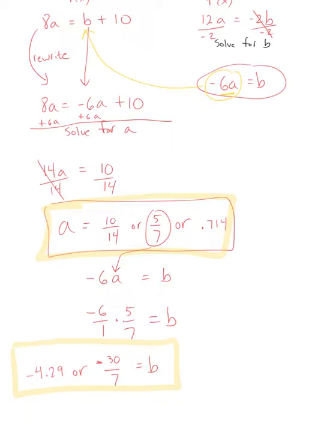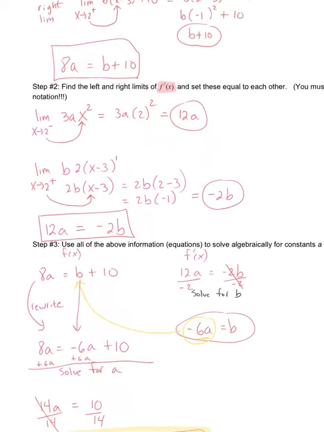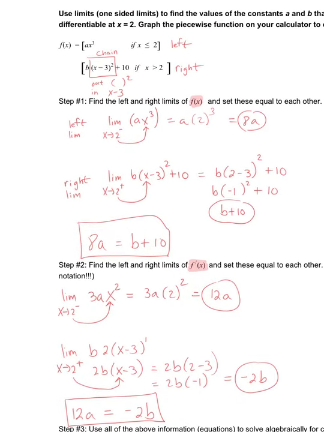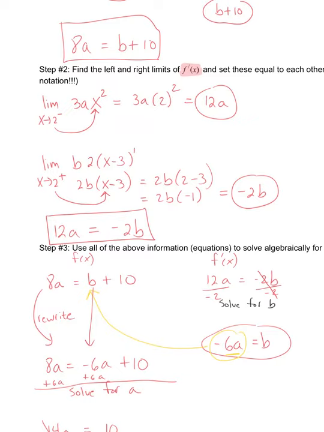Okay, again, let's just walk through the steps again. The first step, we found the left and right limits of our original function. Left limit was 8a, right limit was b plus 10, and we set them equal. Second step, we found the left and right limits of our derivative function. So we found the derivative functions, 3ax squared, that limit was 12a. We found our right derivative, 2b times x minus 10, and that limit was negative 2b, and we set them equal to each other. Then we took those two equations and we solved for a and b using algebra. And again, for that third step, there will always be more than one way to do it.